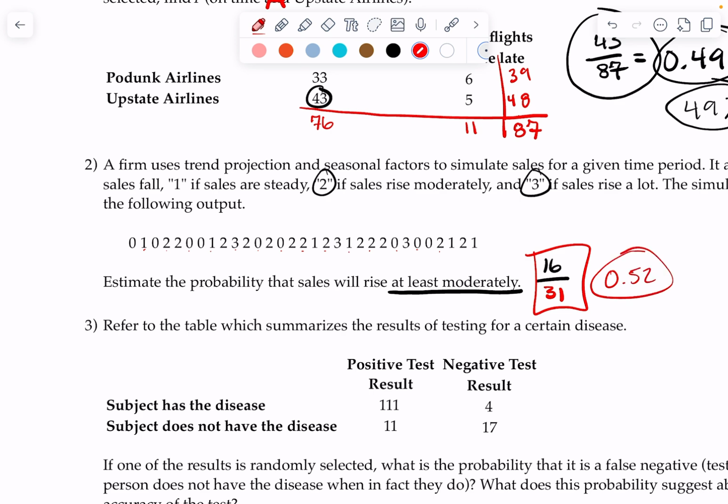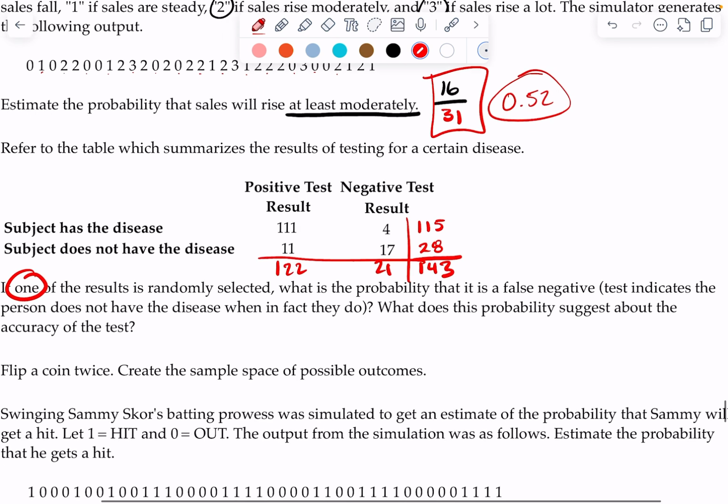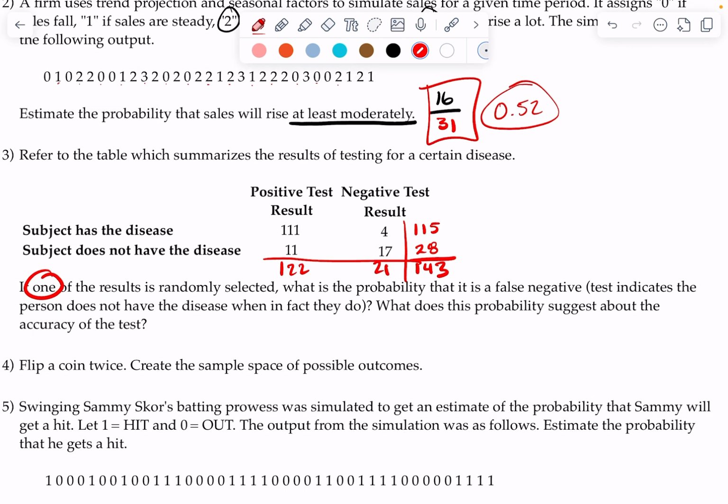Okay, there's that. Number 3, I'm going to do some adding first because they might ask this. 122, 21, which is 143, and 115, and 28, and 143. Yep. Okay. All right. If one of the results is randomly selected, what is the probability that it is a false negative? The test indicates the person does not have the disease when in fact they do. Okay. False negative. Okay. All right. What's the false negatives? It's got to be this one or this one.